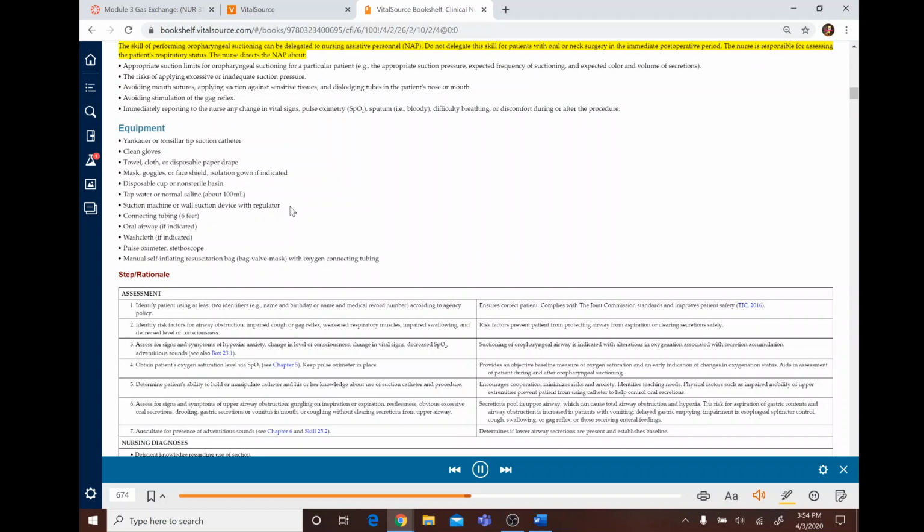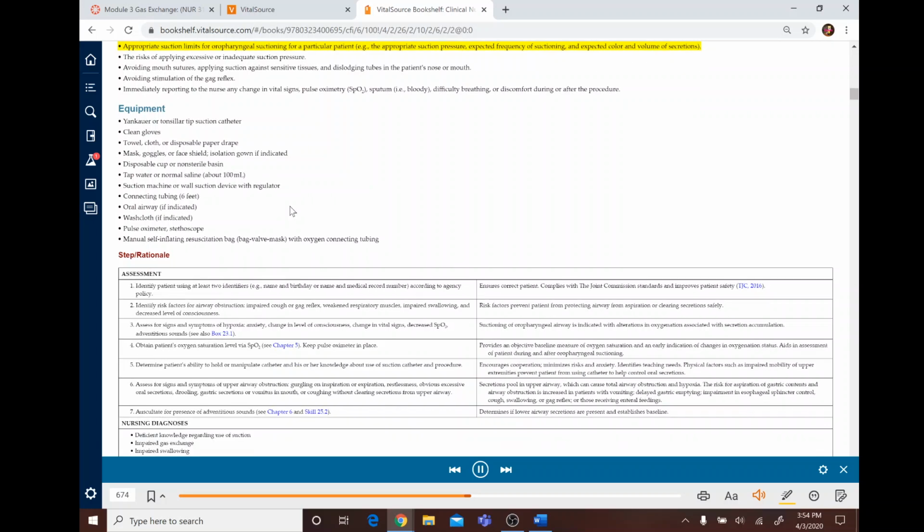The skill of performing oropharyngeal suctioning can be delegated to nursing assistive personnel, NAP. Do not delegate the skill for patients with oral or neck surgery in the immediate postoperative period. The nurse is responsible for assessing the patient's respiratory status. The nurse directs the NAP about appropriate suction limits for oropharyngeal suctioning for a particular patient, for example the appropriate suction pressure, expected frequency of suctioning, and expected color and volume of secretions.